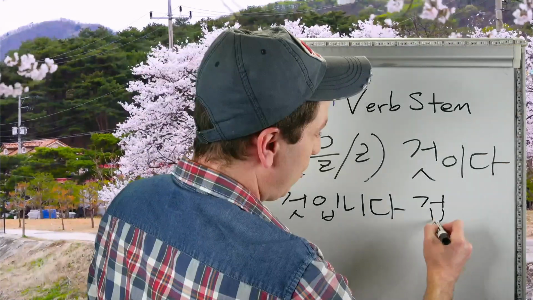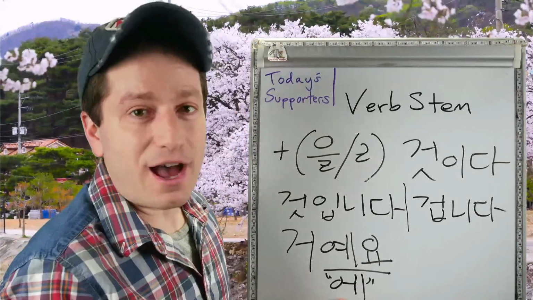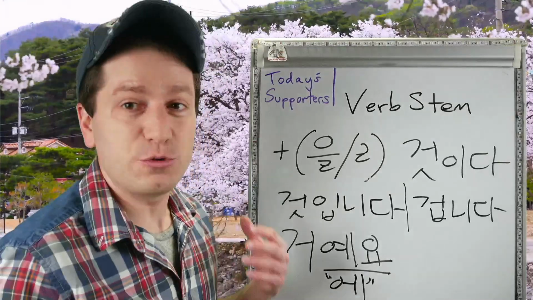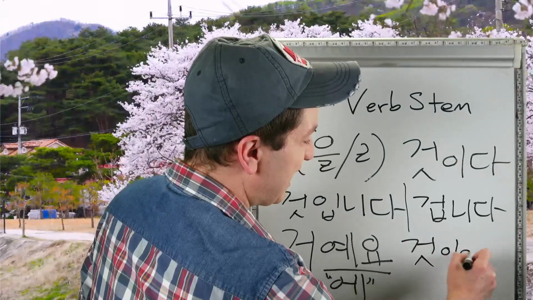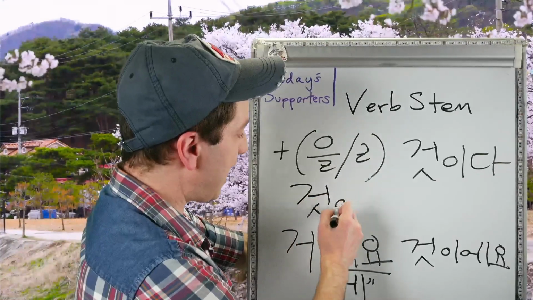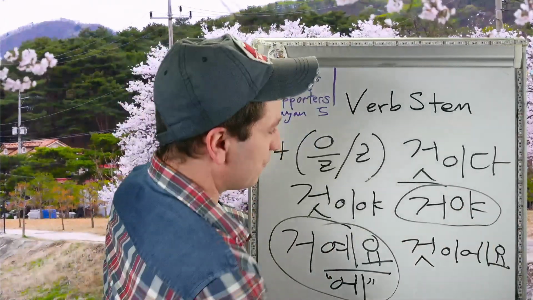것입니다, or 겁니다, or 거예요. It's not written as 에요 though, but when you pronounce it, you should pronounce it as 에요. Or 것이에요, you could do 것이야 and just 거야. There's one more thing you have to know.